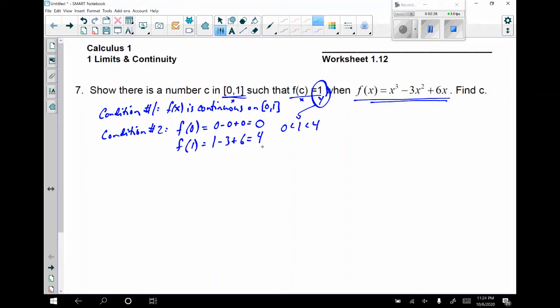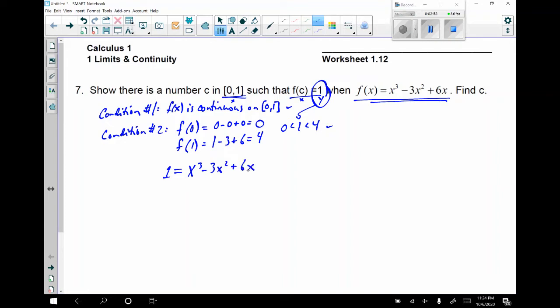Show the values on the end. Show that the number you're looking for is between those values. So 1, 2, we have shown those. We're good. We can go on. So IVT will apply. And now to find that c value, we just say 1 equals, that's the number we're looking for, the equation x cubed minus 3x squared plus 6x.